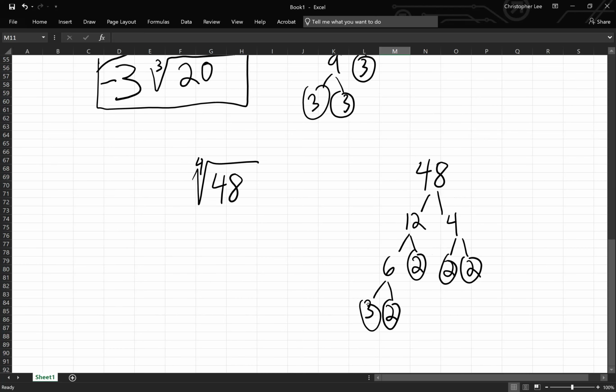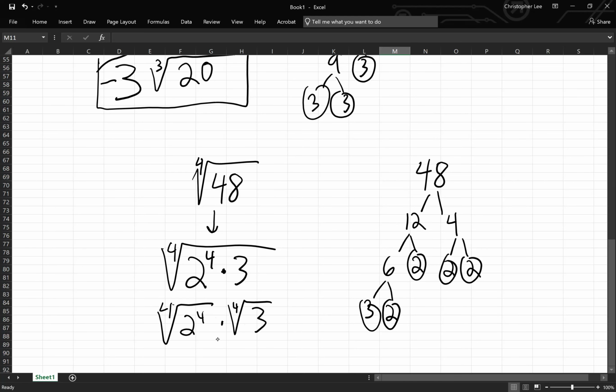Now I want to count. Break it down to the basic prime factors and then you just count them, right? So this is gonna become the fourth root of how many twos do I have? One, two, three, four. 2 to the fourth power times 3. Now let me separate them. This is going to become the fourth root of 2 to the 4 times the fourth root of 3. Now you already know the fourth root and the 4 is going to cancel out. So my final answer is going to be 2 fourth root of 3.